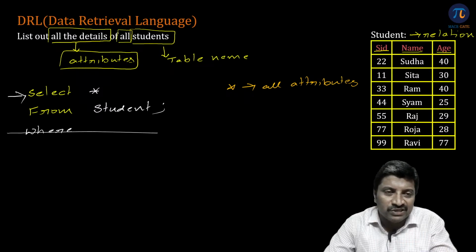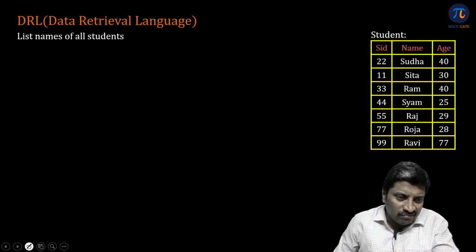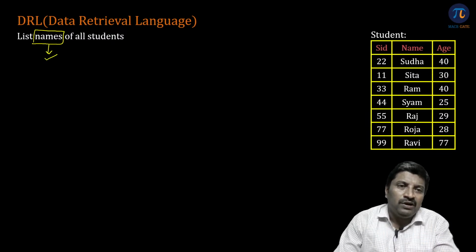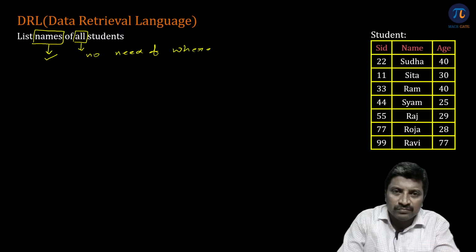Let's go to the next example. Now look at this, sir. Here we need the names. List the names. So I need only the names. This is the first one. And I need all the students. No need to specify anywhere, so no need of a where clause. Right? So let us start it.